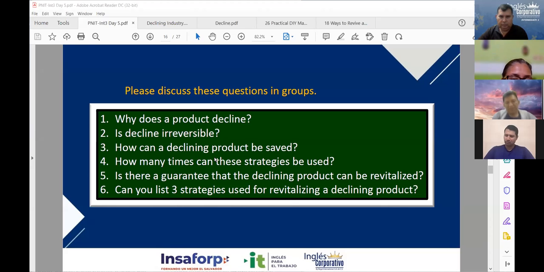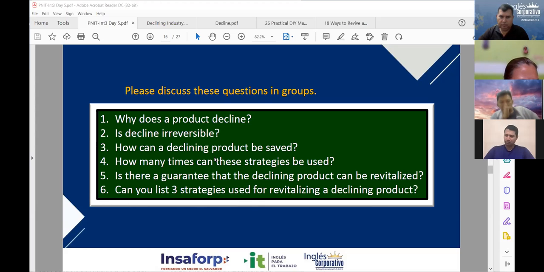How can the products be saved? I don't understand the question. How can a declining product be saved? ¿Cómo puede un producto declining be saved? ¿Quién puede decidir que el producto puede ser salvado? Ah, declining, saved. Yes, but I need more work, but update the product and the presentation. It's a work on that product. Maybe. Yes.